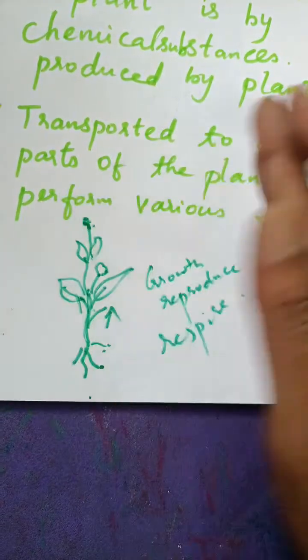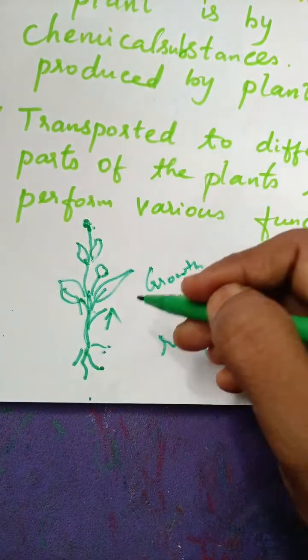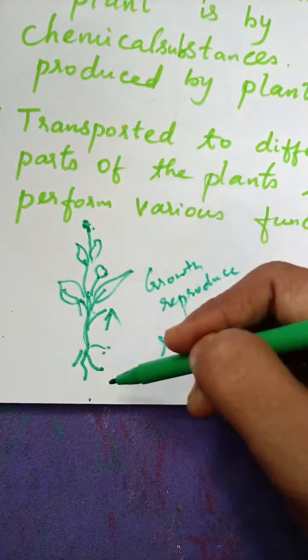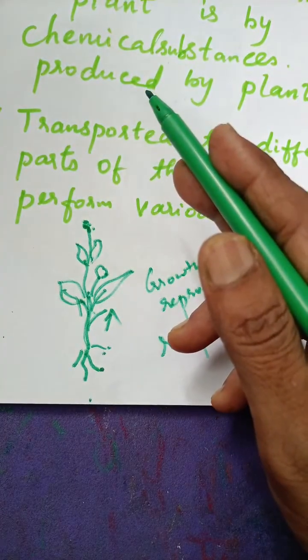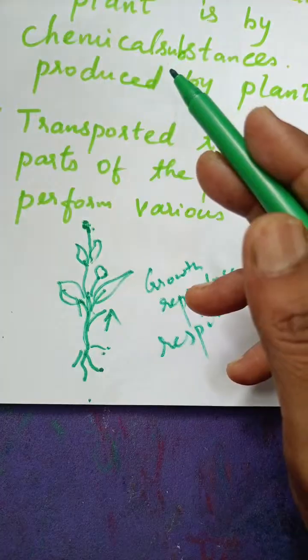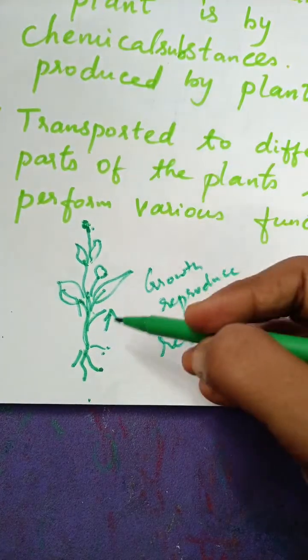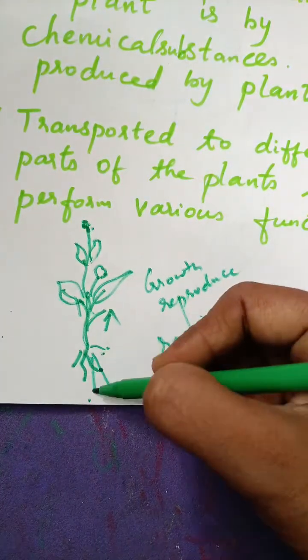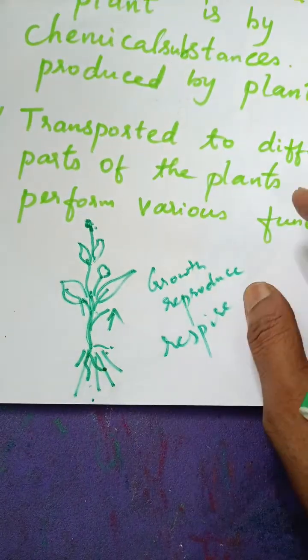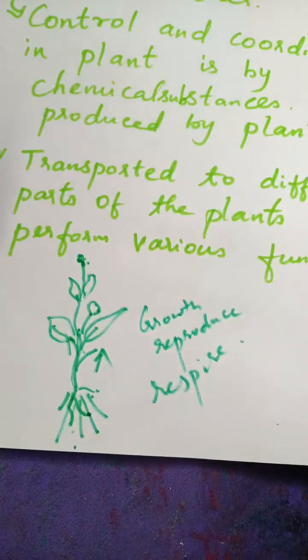They cannot move from one place to another, but the movement in plants is the growth of the shoot in the upward direction, whereas the root grows towards the ground, towards gravity. So this is about the movement in plants.